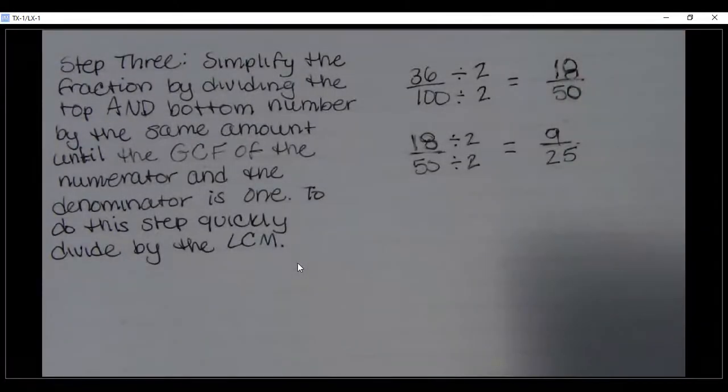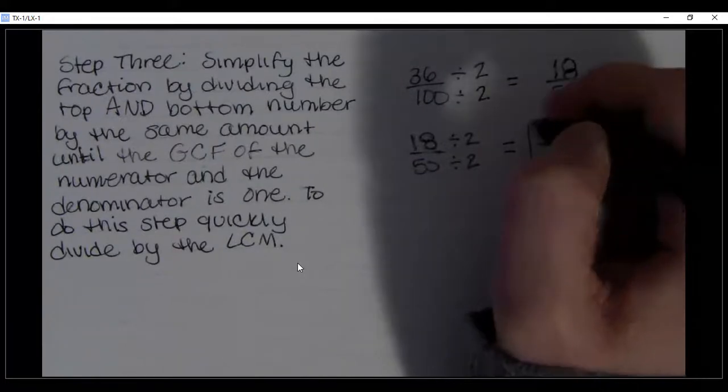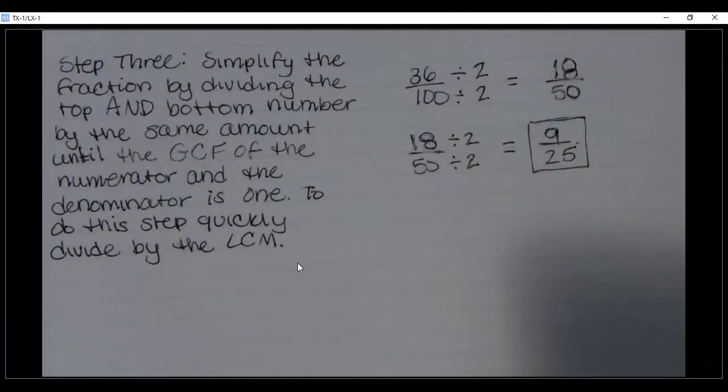Okay, again, I might not be done. I have to see if there's anything else I can divide 9 and 25 by. Well, the factors of 9 are 1, 3, and 9. The factors of 25 are 1, 5, and 25. The biggest number that I can divide by is 1, so I have my final answer. Super, super important that you keep trying to divide by some number. If the greatest common factor is 1, or you can't divide by anything else other than 1, then you are finished. So that is how you convert terminating decimals into fractions. If you have any questions, please let me know.